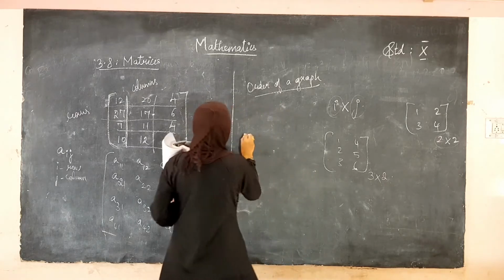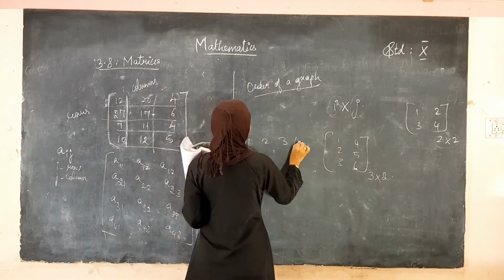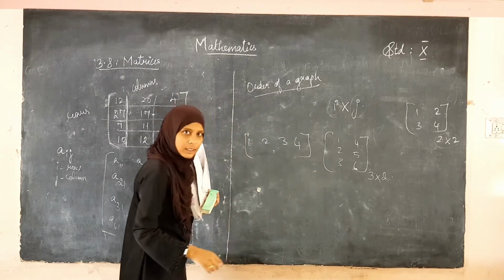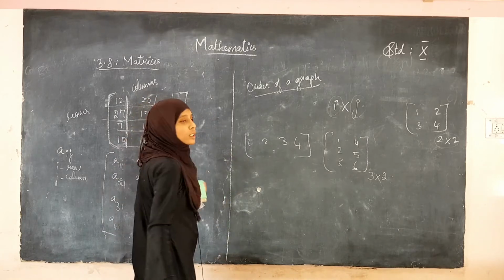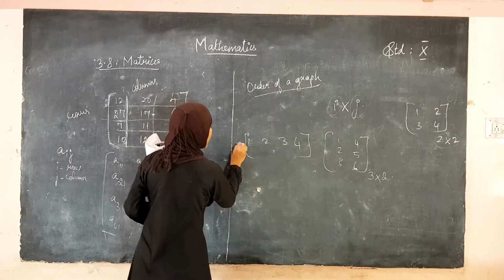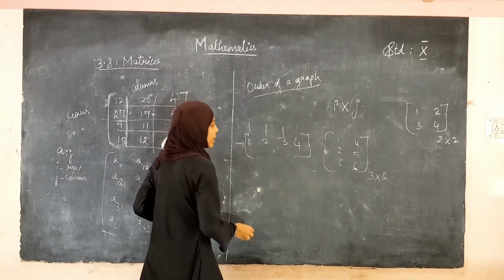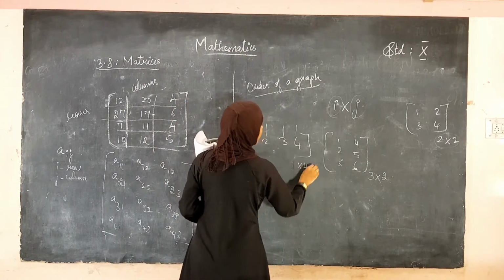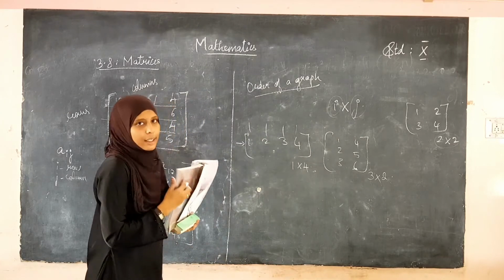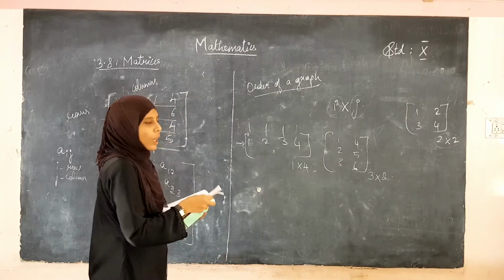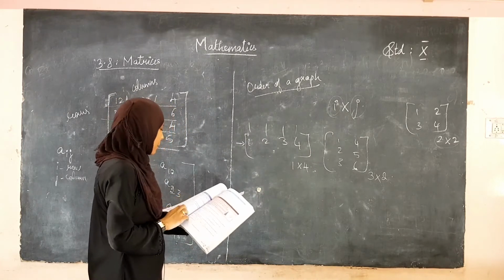See here, this is also a matrix. What is the order of this matrix? It contains only 1 row and 4 columns, therefore 1 cross 4. This is the order of the matrix, 1 cross 4. This is how you have to write the order of the matrix.